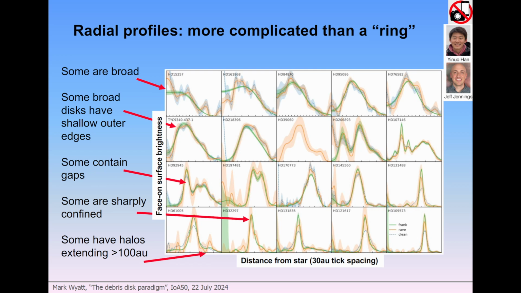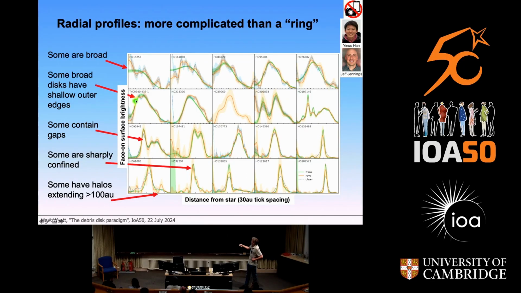We see that some of these disks are very broad. They extend over a large radial width, but most of them are not actually broken up into multiple rings. We would be able to detect that for all of these disks, but then some of them are. There are narrow rings within some of them. Some of them do look like they might be broad disks with belts, but then they have these very shallow outer edges.